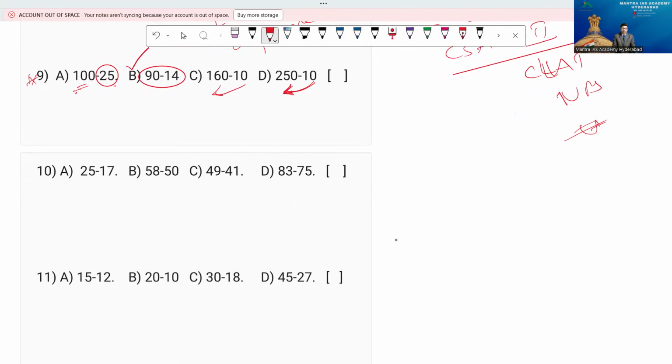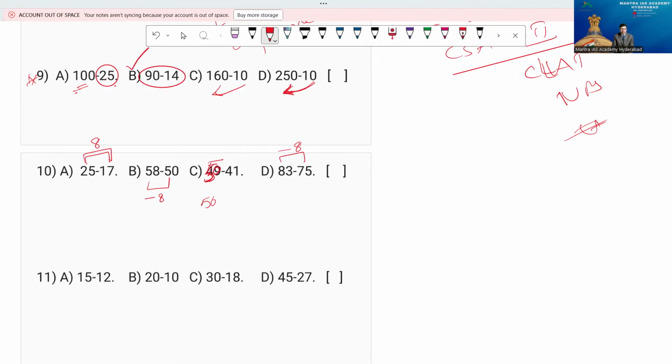Then 25, 17, 58 and 50, 49, 41, 83, 75. It's a very good question here. Please observe very carefully what you're going to find in this case. The logic: I want to change it here. It's 50, not 49, 50, 41. Yes. The logic: 25 and 17, beta, the difference is 8. 58 minus 8 is 50. 83 minus 8 is 75.